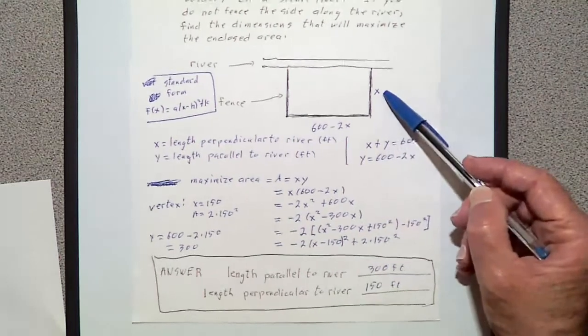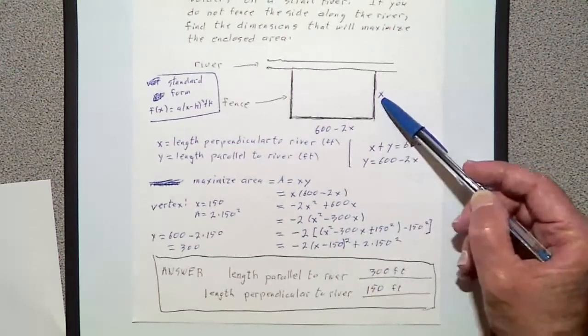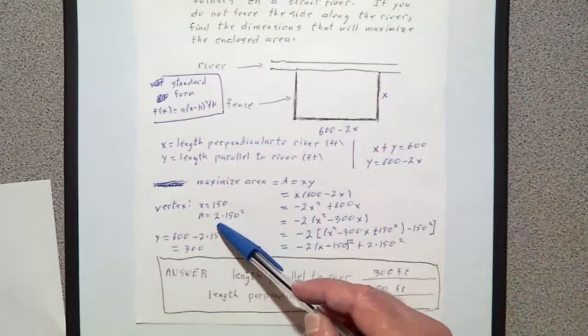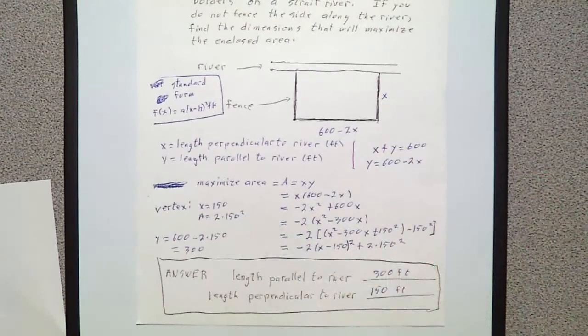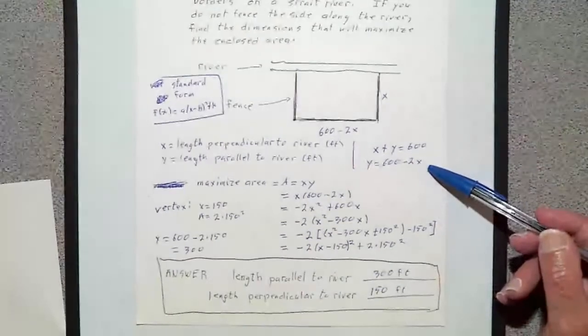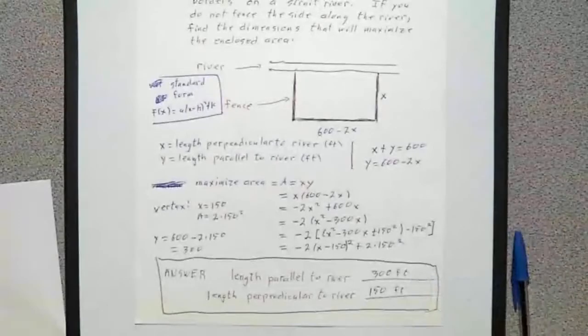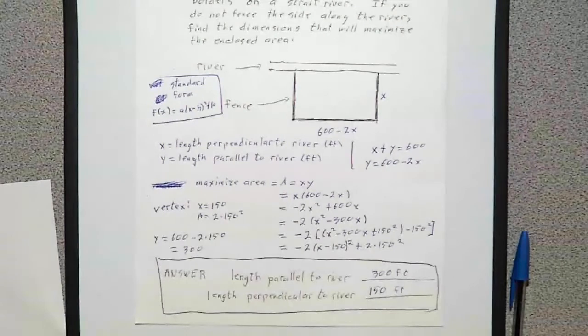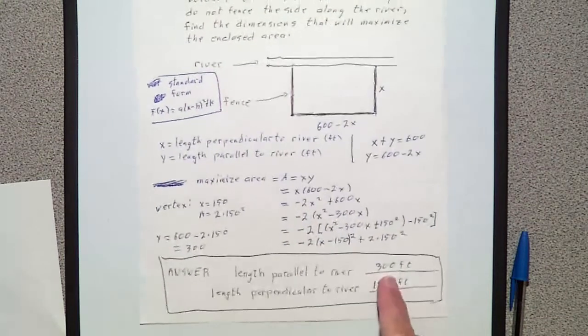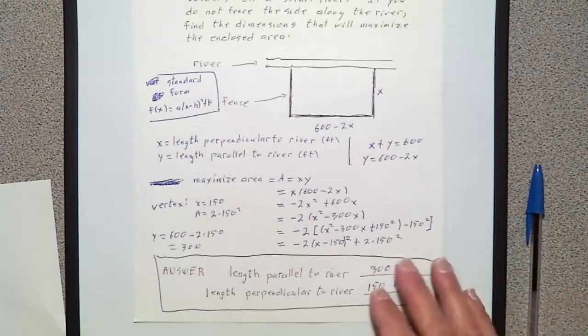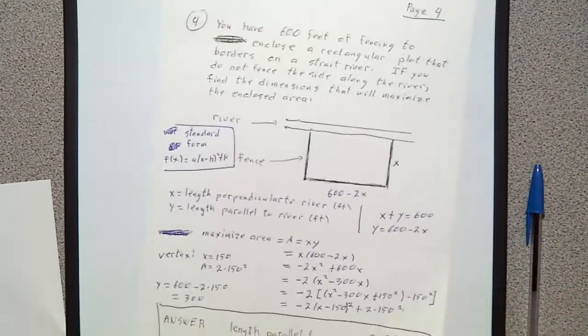The maximum occurs when x equals 150. When x is 150, we get the vertex. If x is 150, y is 600 minus 2 times 150, or 300. So the length parallel to the river is 300. The length perpendicular to the river is 150 feet. If you didn't give units, you lost a point, because the answer is 300 feet, not 300 inches or 300 miles or anything like that, and not just 300.